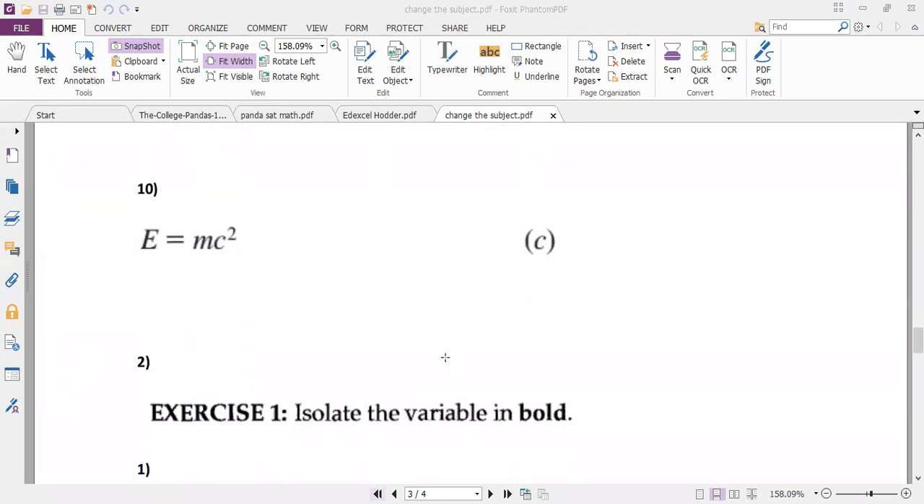The next one. For this one, I have E equals MC squared, and I want to make C the subject. So it's C squared. We can switch sides and write MC squared equals E. Okay, and divide by M, because I want to leave C on this side. So we will write C squared equals E over M.